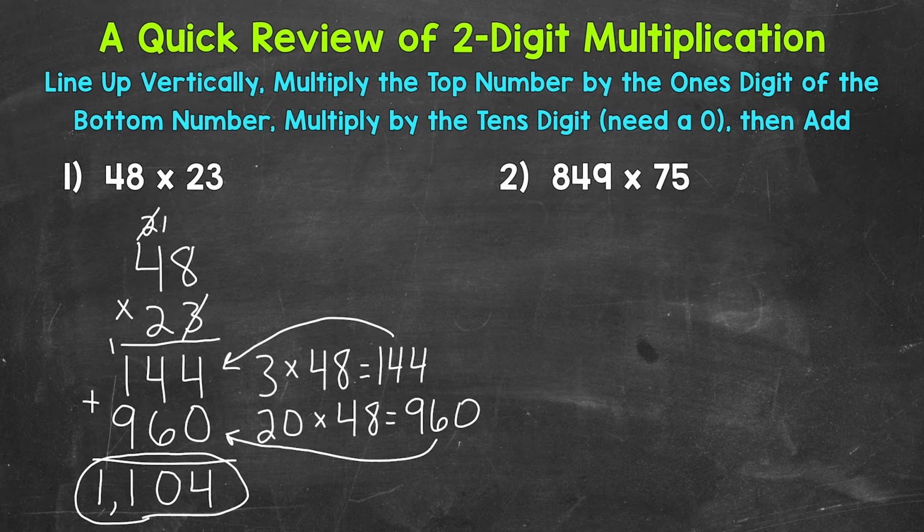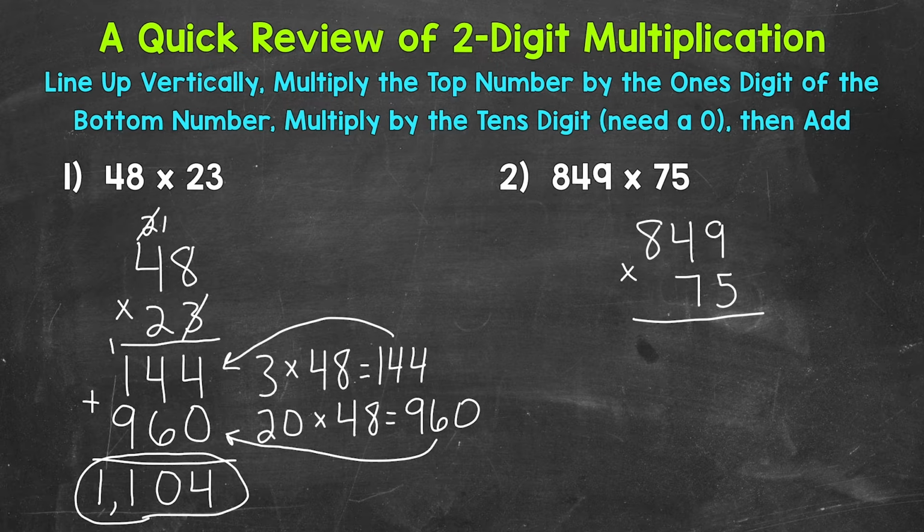Let's move on to number 2, where we have 849 times 75. Remember, the first thing that we need to do, we need to line this up vertically, so up and down. We have 849 times 75. Let's start with the ones place of that bottom number and multiply it by the top number.